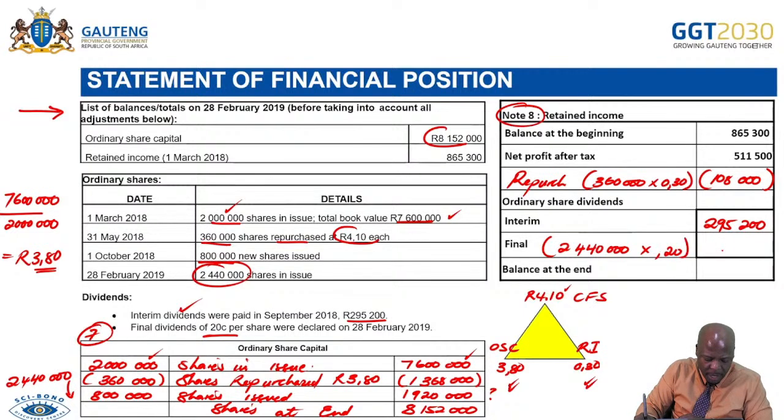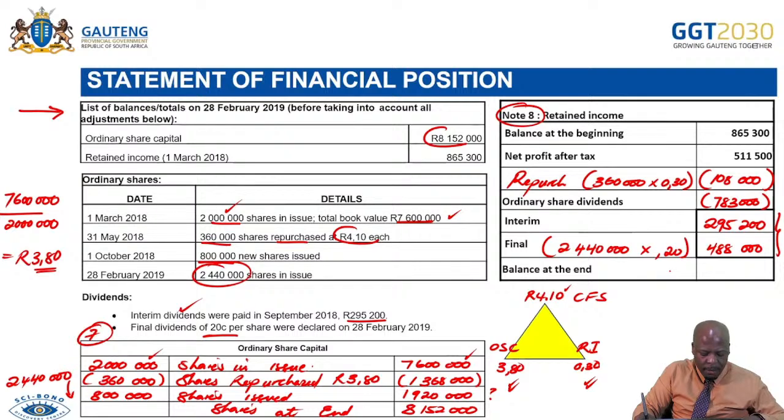How much is that going to give us? We're going to get 488,000. Then we're going to add these two figures, and then we'll end up with how much? 783,000. Once I have my 783,000, I can now get my balance at the end.